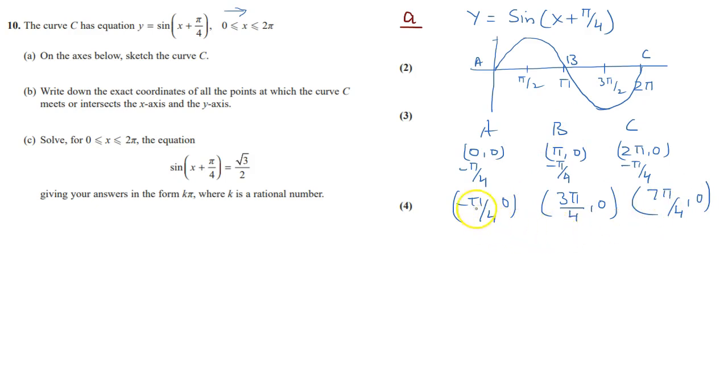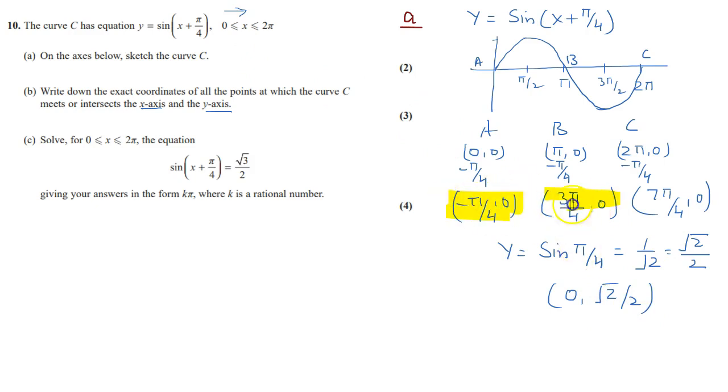And we have to find the x-axis and y-axis coordinates. So the coordinate on the y-axis: at the y-axis x is 0, so y will be sine pi over 4. That is sine 45, that is 1 over root 2, so that is root 2 over 2. So the coordinate will be 0 and root 2 over 2. So we have these coordinates, and these are the coordinates. Now this is pi over 4. This is pi over 2. This is pi over 4.